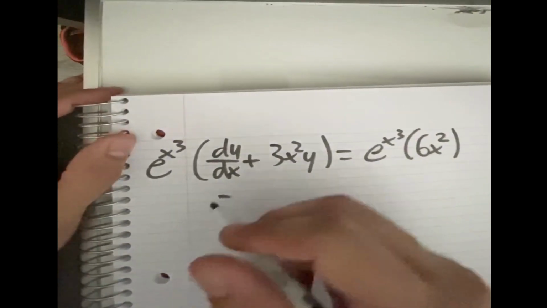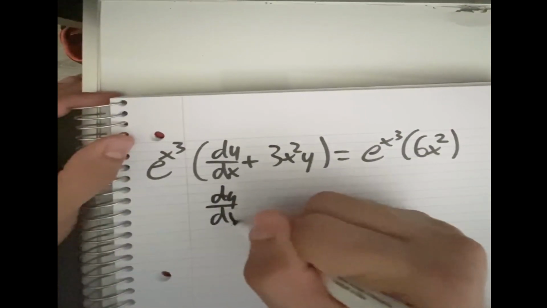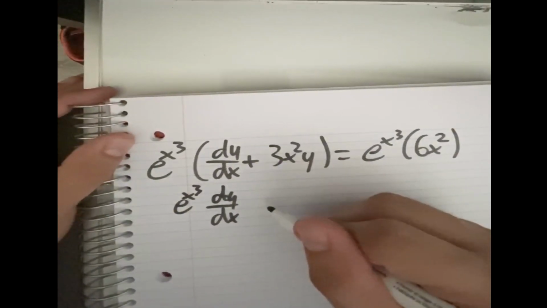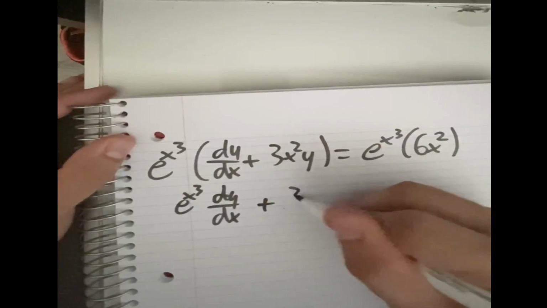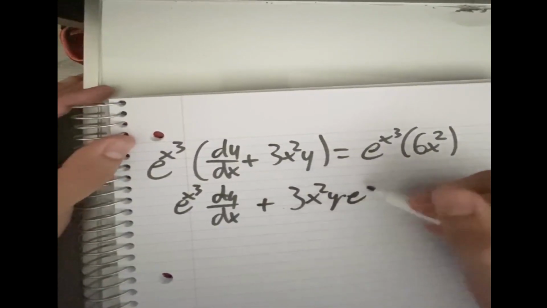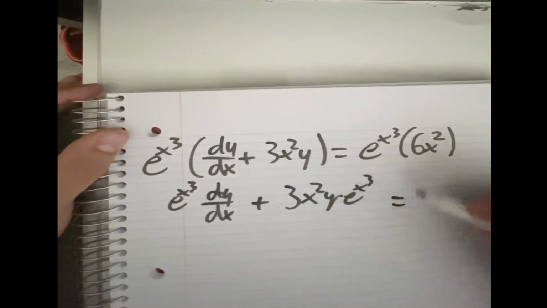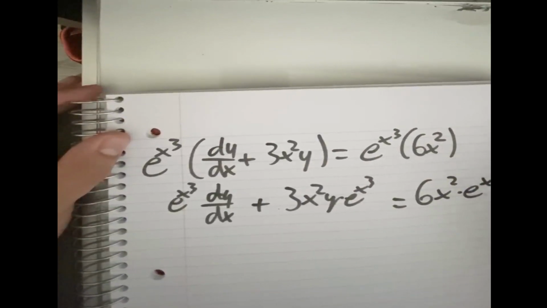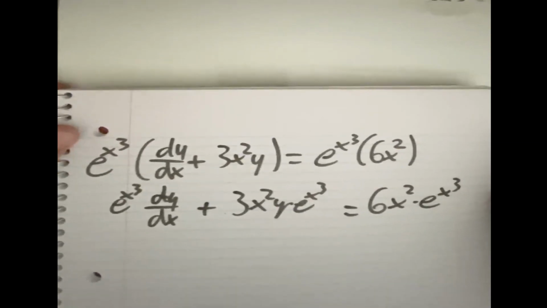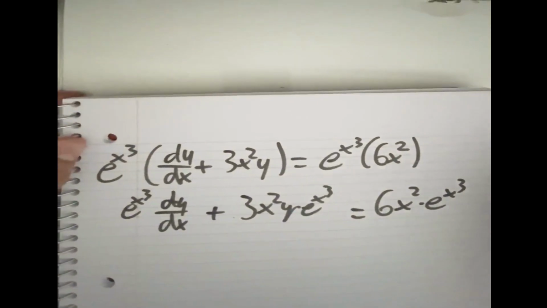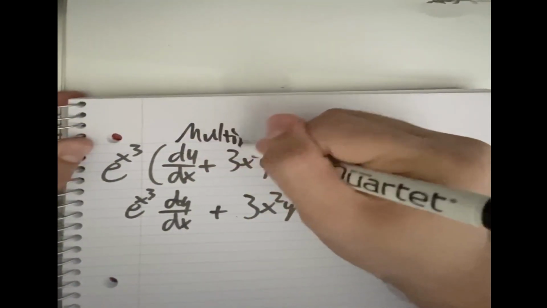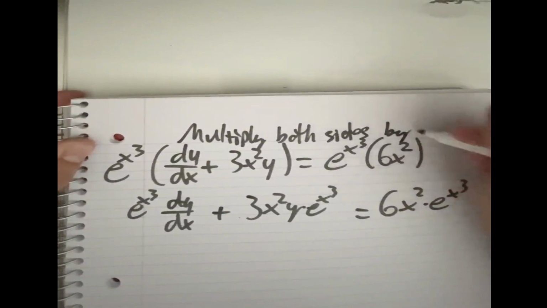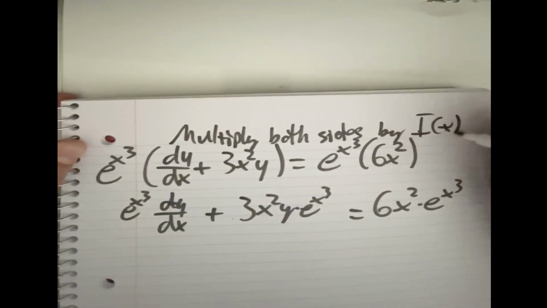So let's go ahead and distribute this out. So dy over dx times the integrating factor e raised to the x cubed, plus 3x squared y times e raised to the x cubed, is equal to 6x squared times e raised to the x cubed. So now that we have it like this, we've multiplied both sides by the integrating factor I of x.